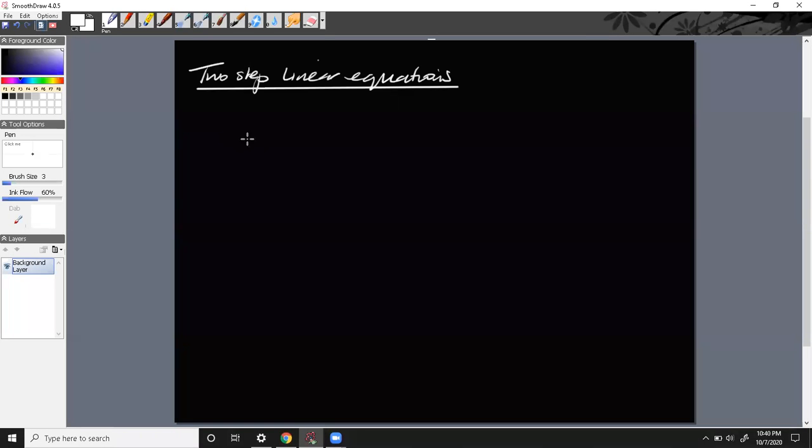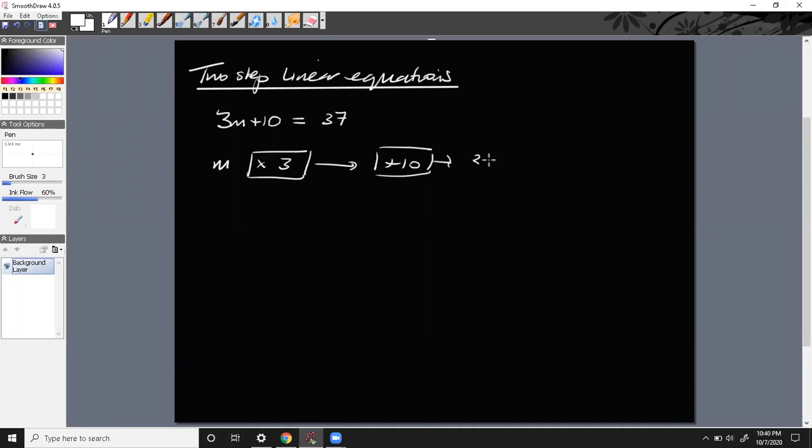Okay, so now we're going to move on to two-step linear equations. An example of a two-step linear equation is something like 3m plus 10 is equal to 37. So your input this time is m, and what you are doing is multiplying by 3 because you've got 3m, and then you're adding on 10. So 2 steps, and out has come 37. So you've got to go backwards. This time you have 2 steps to undo.